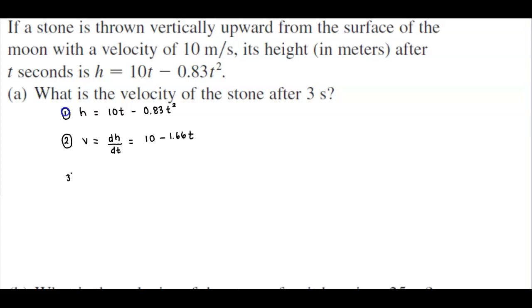And now we want to evaluate this velocity function after 3 seconds, so when t is equal to 3. So we're going to plug that into our function. We have 10 minus 1.66 times 3, which, doing the math, is going to give us 5.02 meters per second.